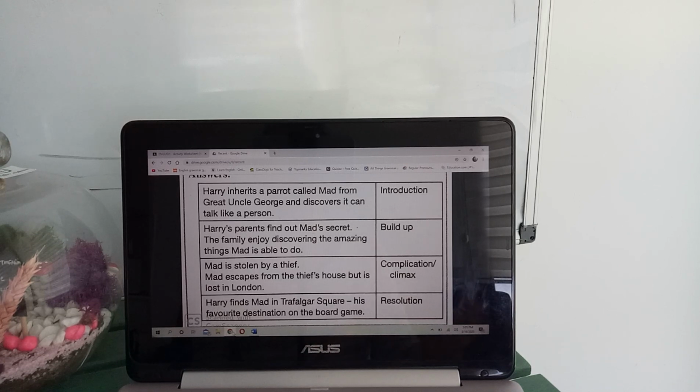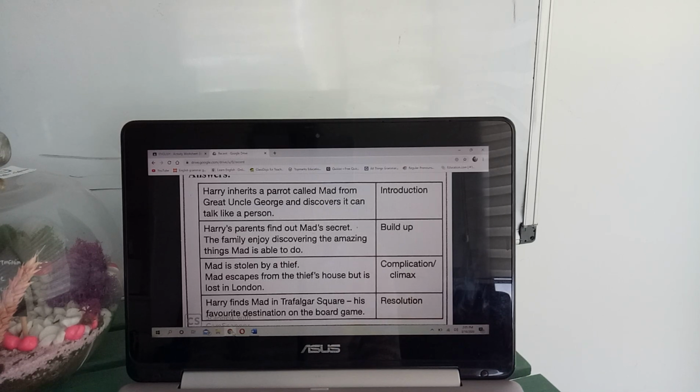Now the resolution: how the problem is about to be solved, or how it is solved. Harry finds Mad in Trafalgar Square, his favorite destination on the board game. So that's the resolution. That's how the problem gets solved.